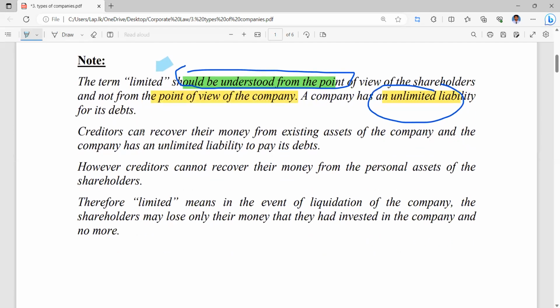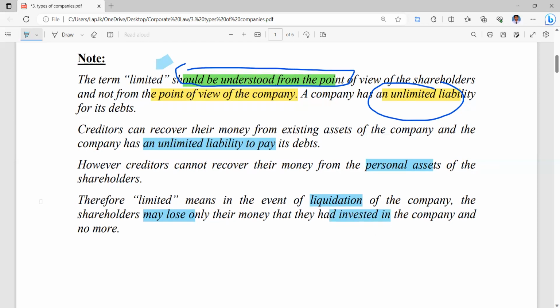The creditors can recover their money from existing assets of the company, and the company has an unlimited liability to pay its debts. However, creditors cannot recover their money from the personal assets of the shareholders. Therefore, limited means in the event of liquidation or winding up of the company, the shareholders may lose only the money that they have invested in the company and no more.